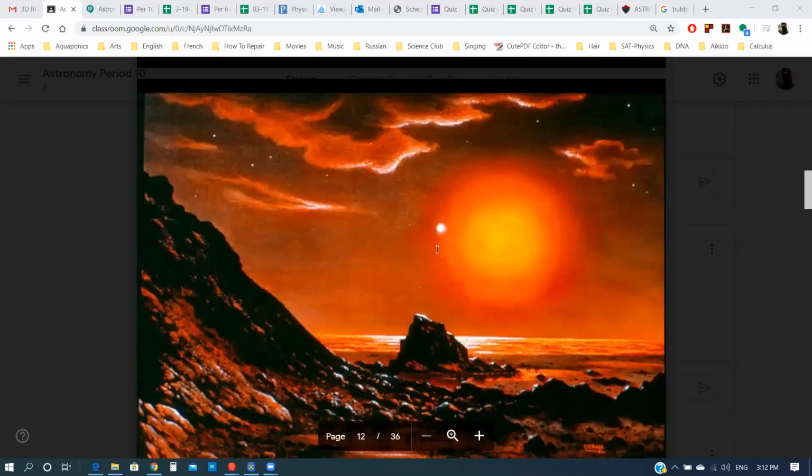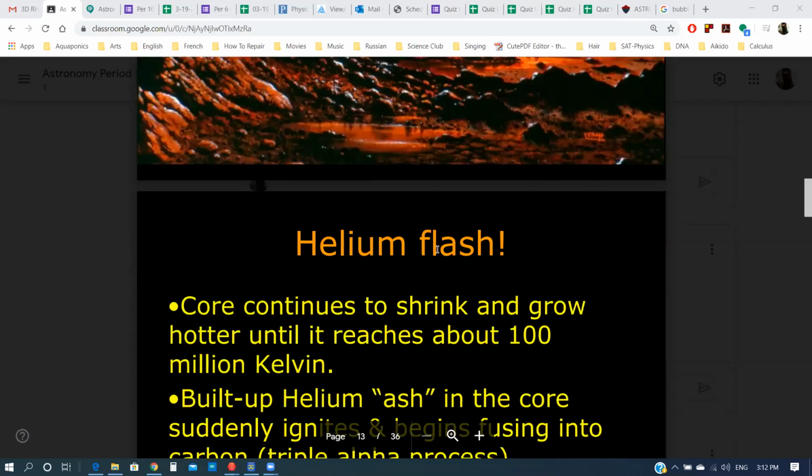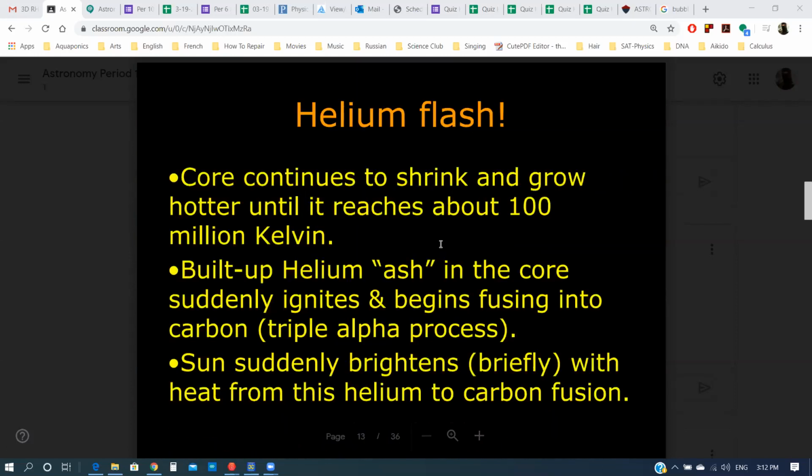Next, we went over helium flash. Helium flash is a result of increasing pressure in the core. Helium is essentially the product of the hydrogen fusion cycle, and it's not fusible at the temperatures present right now in the sun. So this helium will accumulate over a long period of time, and then when the core shrinks, the density and temperature in the core may reach 100 million Kelvin, which is enough to start fusing helium.